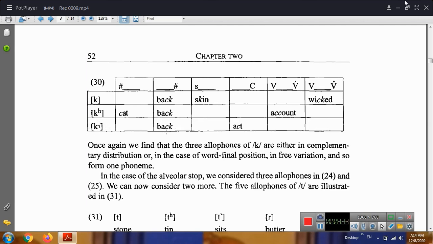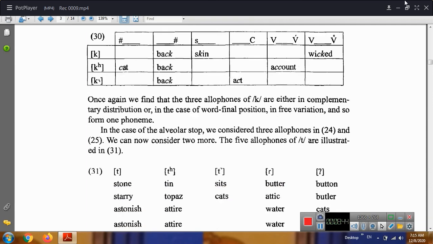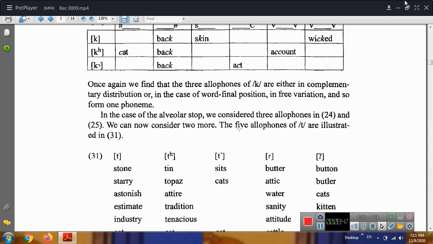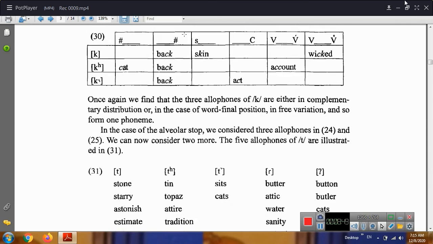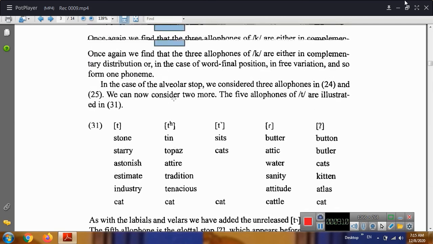The other type of K is unreleased K, which we have at the end of the word, like bag, and before a consonant, which is act. Here once again we have the shared environment between them, in which they are in free variation in the word final position, and they are the allophones of just one phoneme, and they don't carry a difference in meaning.